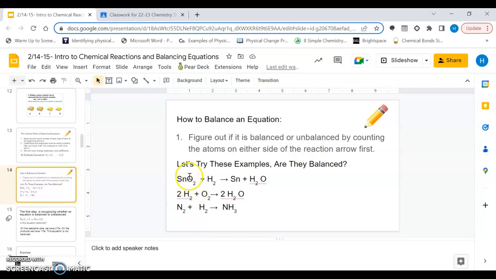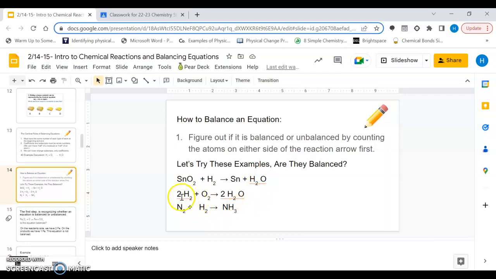If I look at tin oxide, I have 1 tin in my reactant. I have 1 tin in my product. I have 2 oxygens in my reactant. I have 1, oh, not balanced, right? I can already tell that as soon as we have one that's not equal on either side, we're going to need to do something to balance it.